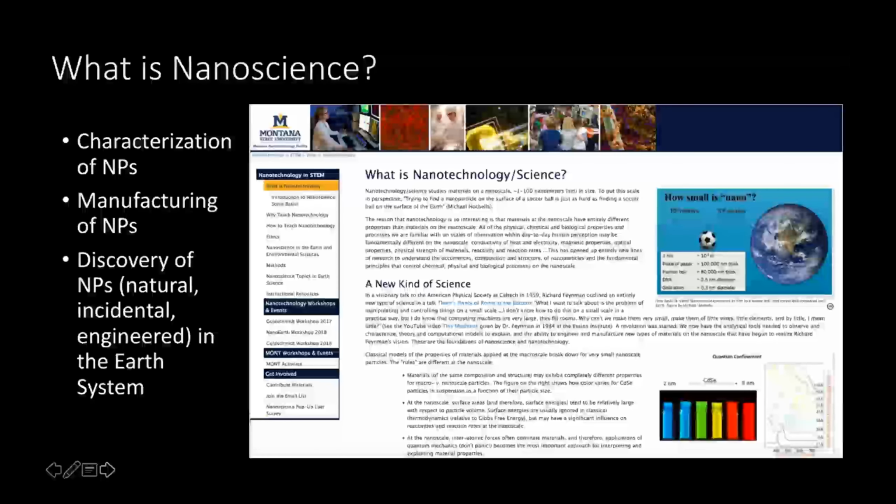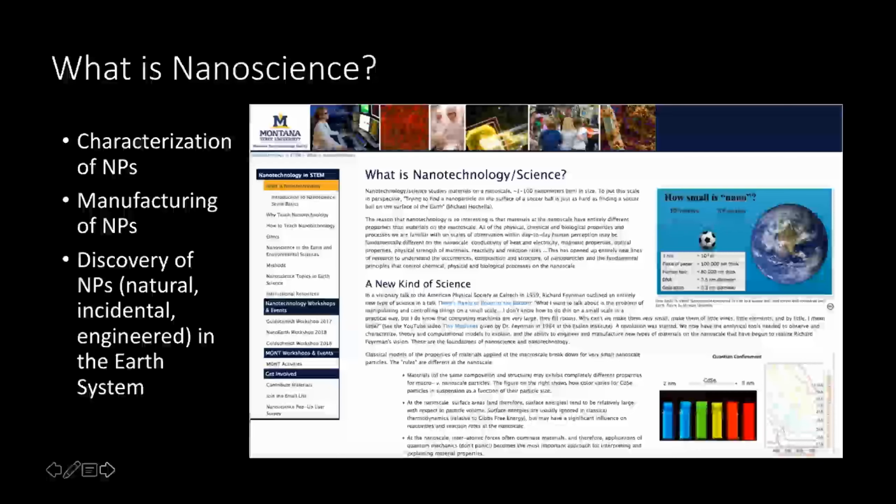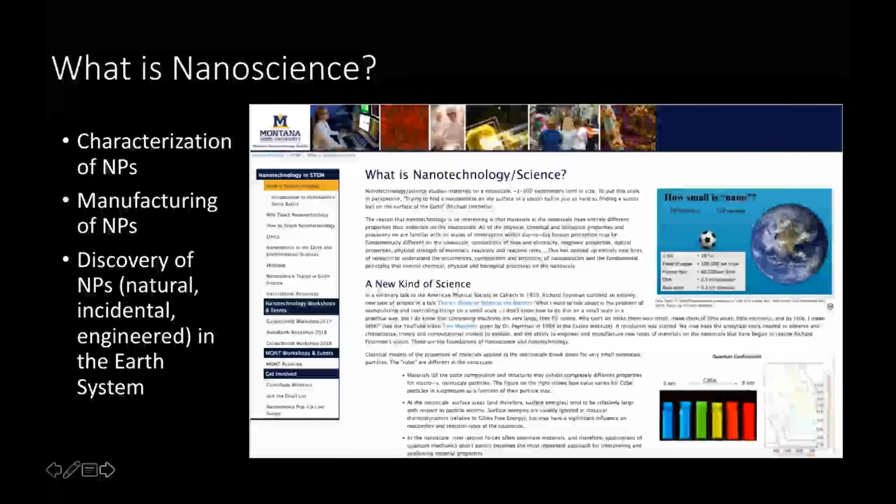And so we try to provide some of the background information you need to understand what nanoscience is. And this really falls into three categories. The characterization of nanoparticles. Our friends in engineering are concerned with manufacturing nanoparticles. And then as earth scientists, I think, as Mike just said, the discovery of nanoparticles, natural nanoparticles, incidental and engineered, in all parts of the Earth system.